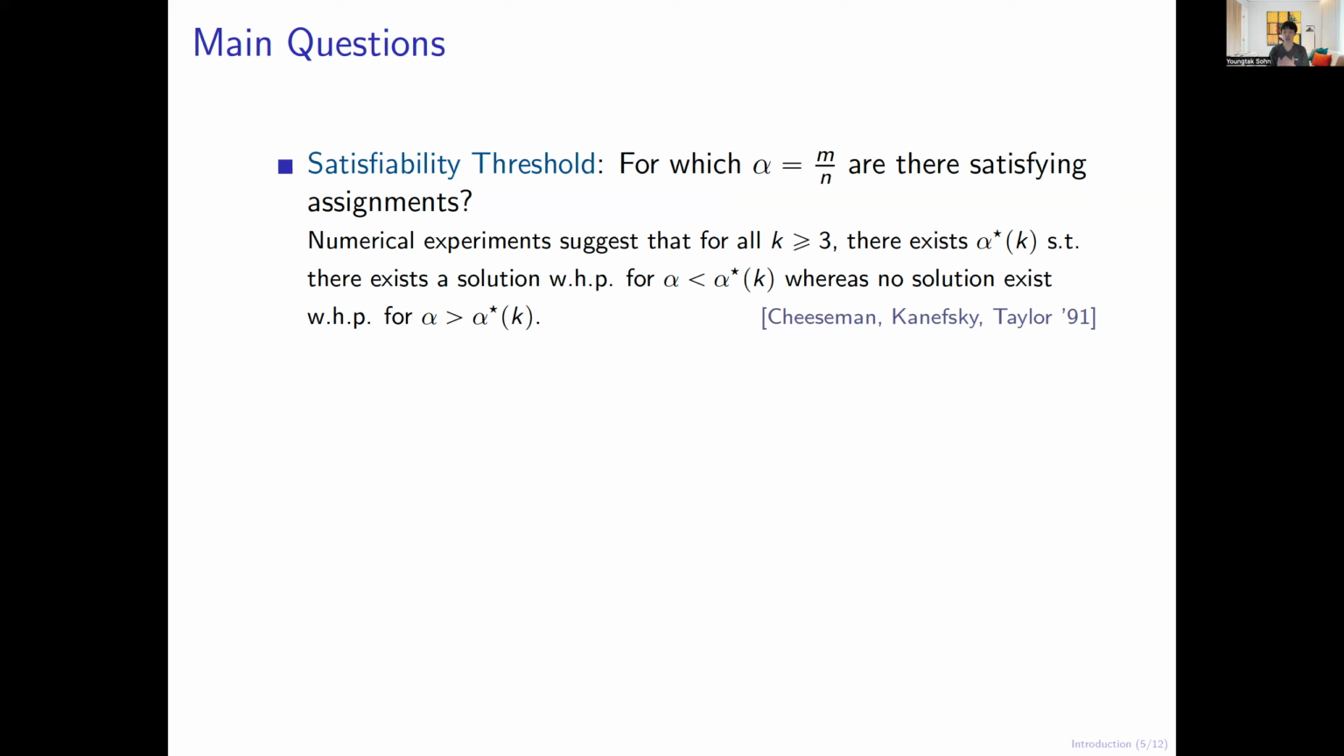And actually, numerical experiments suggest that for all k greater than or equal to 3, there exists a sharp threshold alpha star of k, such that if alpha is below this threshold, there is a solution with high probability, whereas if alpha crosses the threshold, there is no solution with high probability. Namely, the probability of having a solution quickly drops from 1 to 0 as alpha crosses this threshold. And the question is, can we prove such a sharp threshold, and can we characterize this alpha star of k?